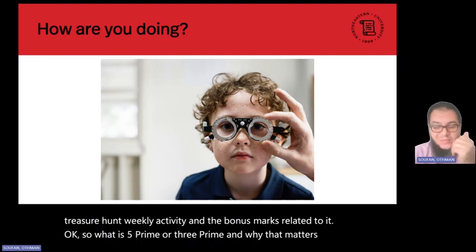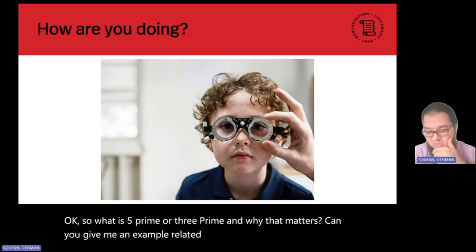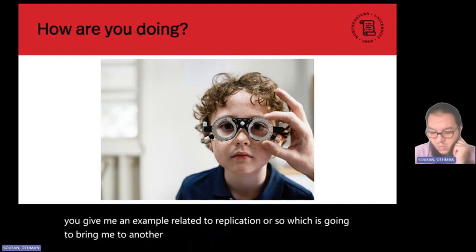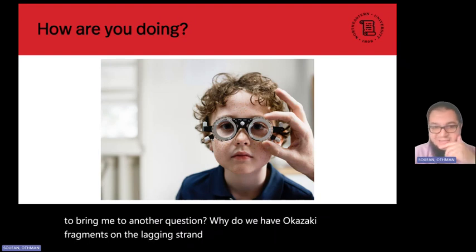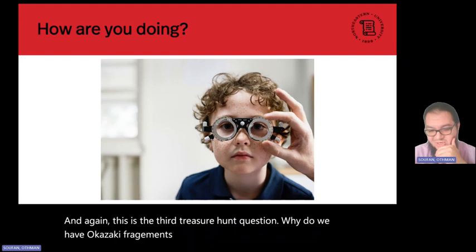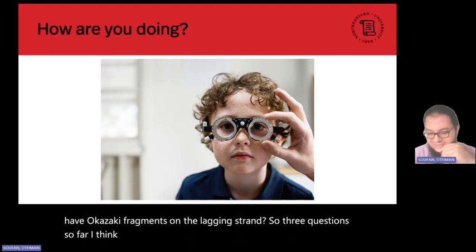Can you give me an example related to replication? Which is going to bring me to another question. Why do we have Okazaki fragments on the lagging strand? And again, this is the third treasure hunt question. Why do we have Okazaki fragments on the lagging strand? So three questions so far. I think that is enough for the treasure hunt.